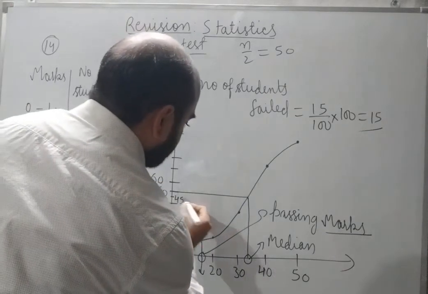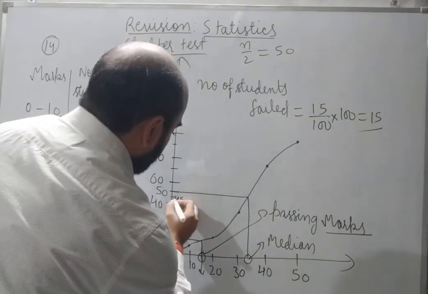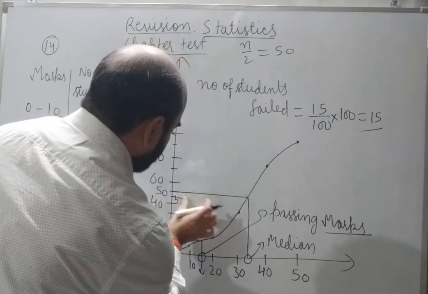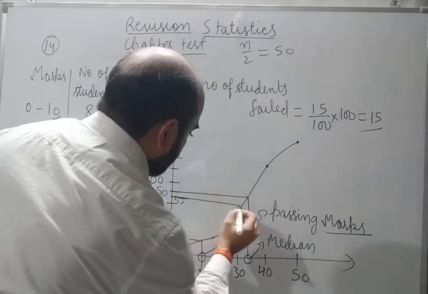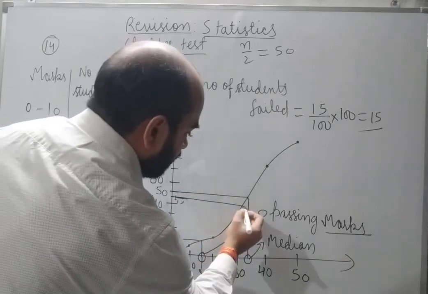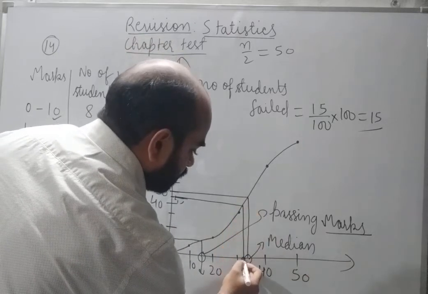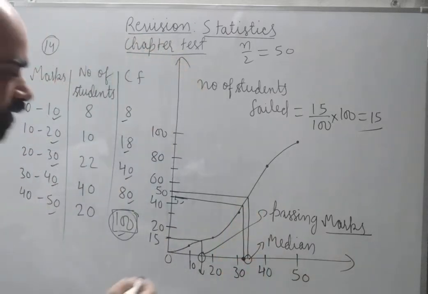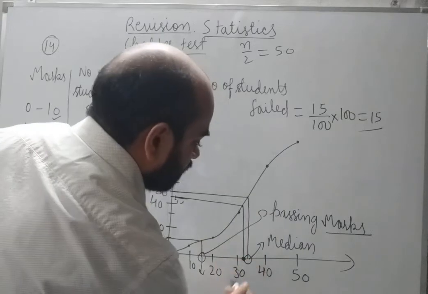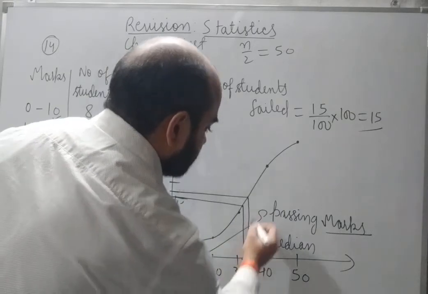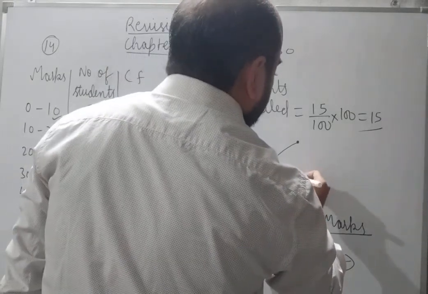Again, from this we have to draw horizontal line. Okay. So it will come here. So this point will give what we want. This is the third part.